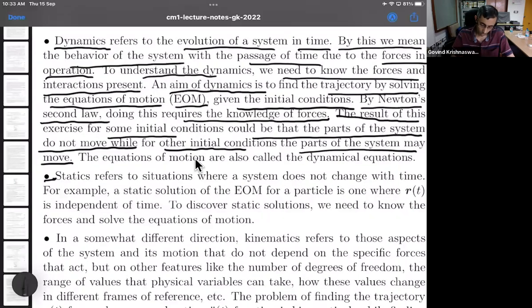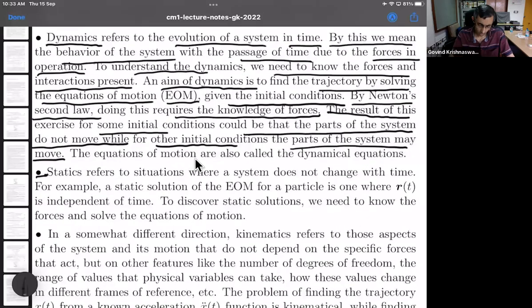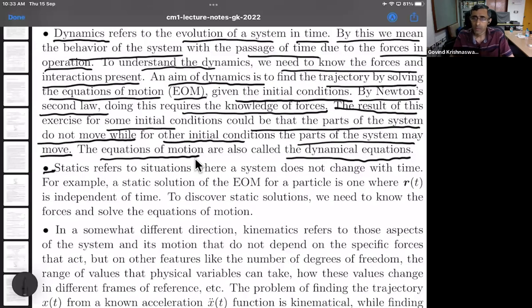Now, as a matter of language, the equations of motion of a system are also called the dynamical equations because they determine the dynamics. So this is our language.